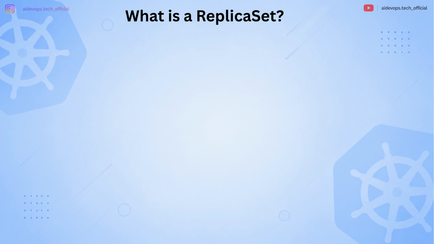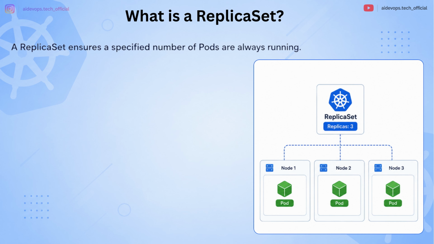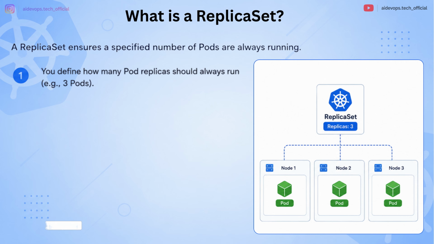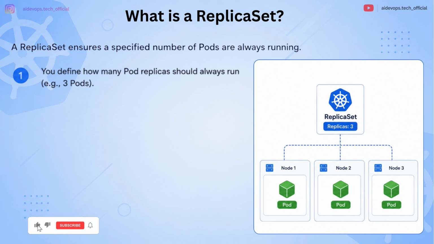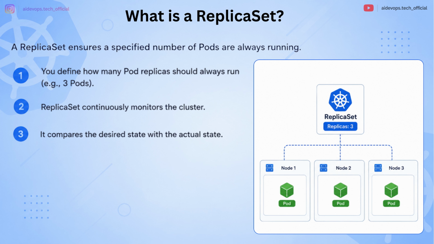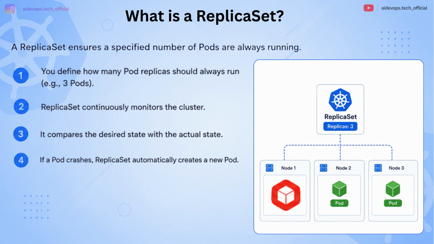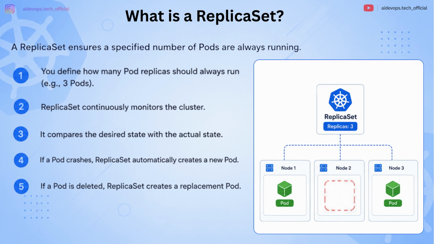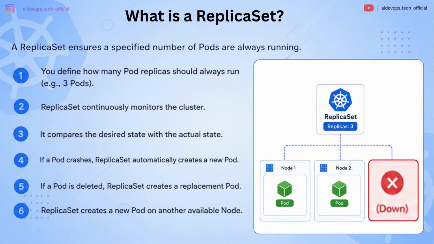So what is a ReplicaSet? A ReplicaSet is a Kubernetes resource that ensures a specified number of identical pods are always running. In simple terms, if you tell ReplicaSet, I want 3 copies of my pod always running, the ReplicaSet continuously monitors the cluster and makes sure this requirement is fulfilled. If your pod crashes, ReplicaSet automatically creates a new one. If you delete the pod, ReplicaSet creates a replacement. And if the node goes down and the pod is lost, ReplicaSet creates a new pod and Kubernetes schedules it on a different available node.